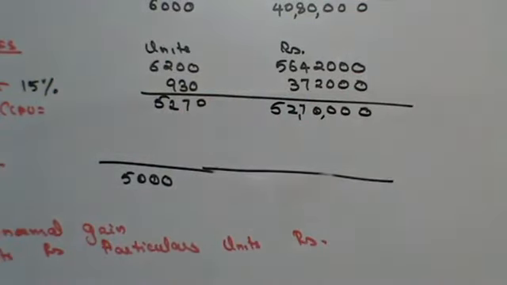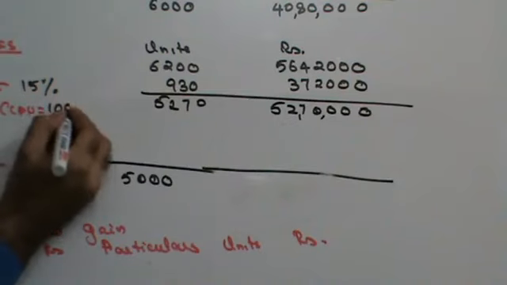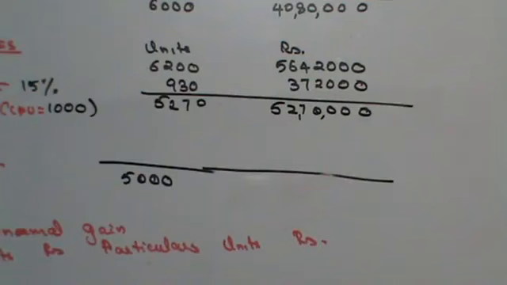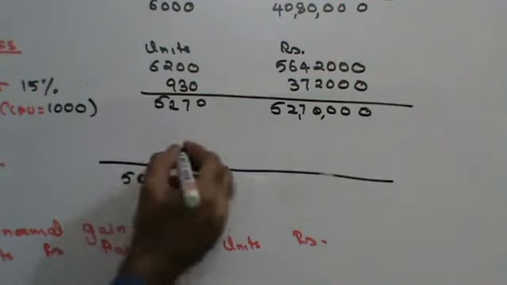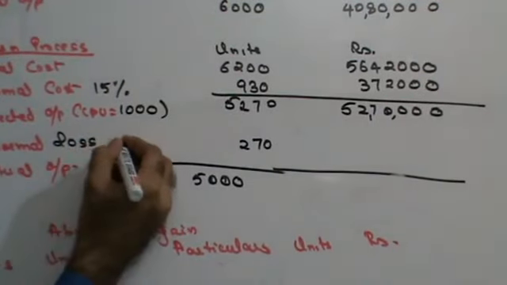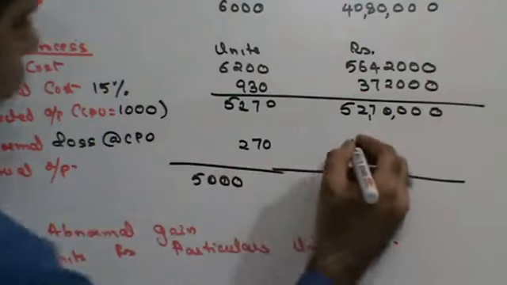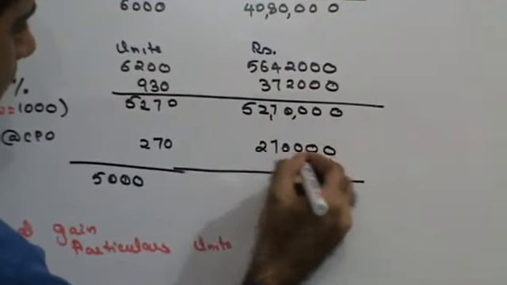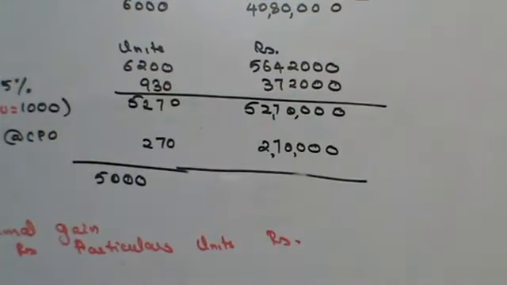52,70,000 divided by 5,270 will give you a CPU of 1000. You are expecting 5,270 units, but you got only 5,000 units. That means there is going to be an abnormal loss of 270 units. You will have less abnormal loss of 270 units at the rate of CPU. So 270 into 1000 is 2,70,000. When you subtract 2,70,000 from 52,70,000, that will give you 50 lakhs.